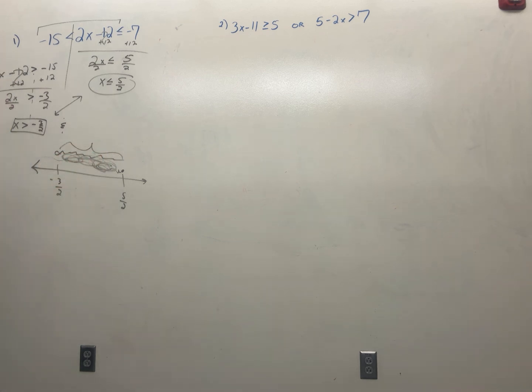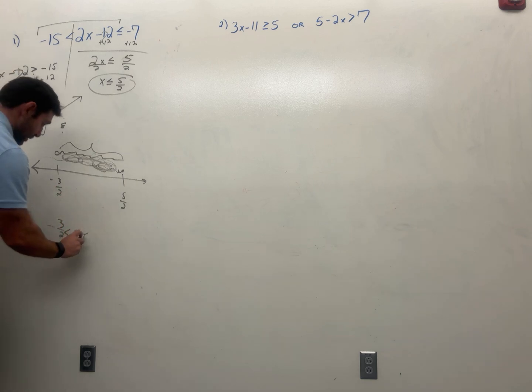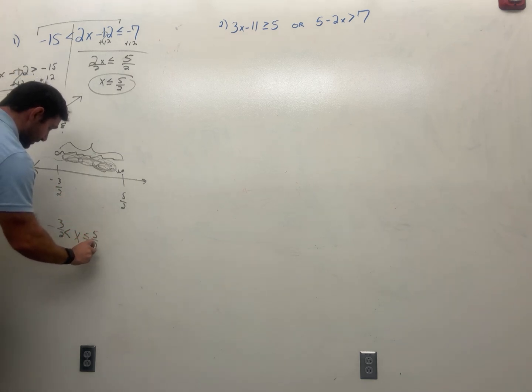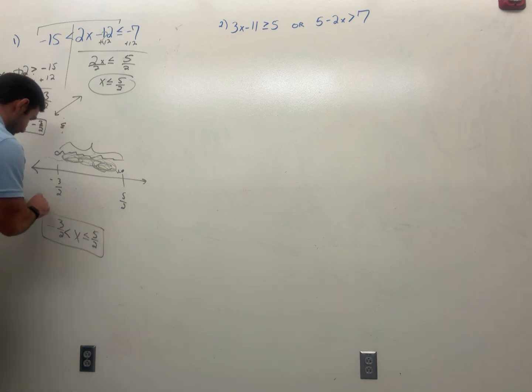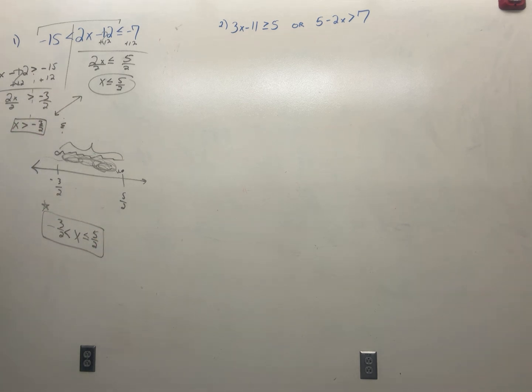Now, is that it? No. Write the inequality statement. Negative 3 halves is less than x is less than or equal to 5 halves. I need to see that statement. When we're dealing with ands, notice how the inequalities all go the same direction? They have to. Okay?